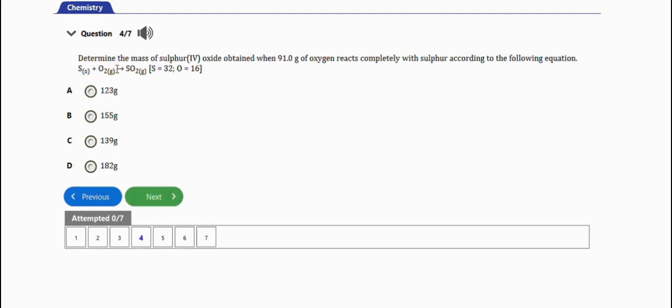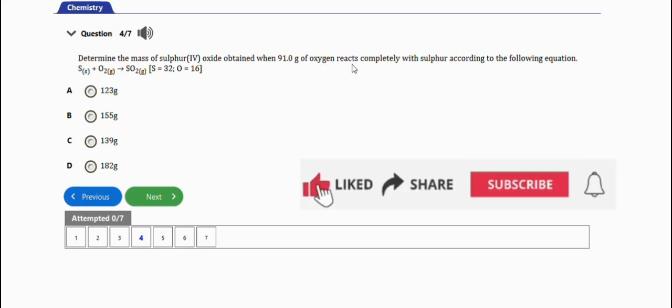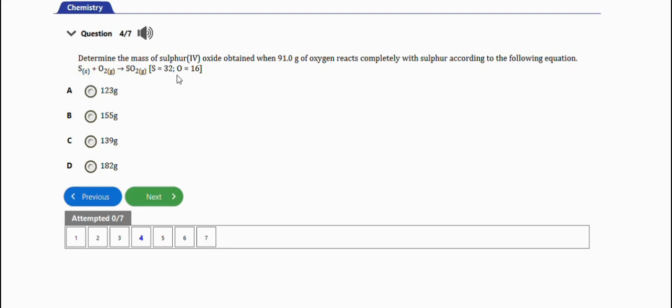It says determine the mass of sulfur 4 oxide obtained when 91 gram of oxygen reacts completely with sulfur according to the following equation. So we have sulfur plus oxygen gas gives sulfur oxide. Now guys, to solve this question, this is simple mathematics. Okay, so let's go to a sketchbook. Now let me show you how you can solve this kind of problem.